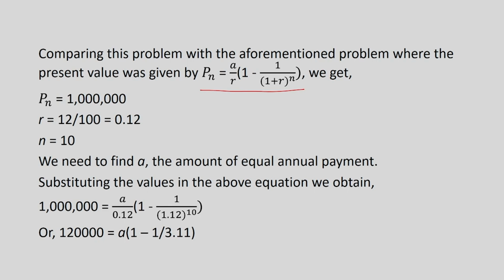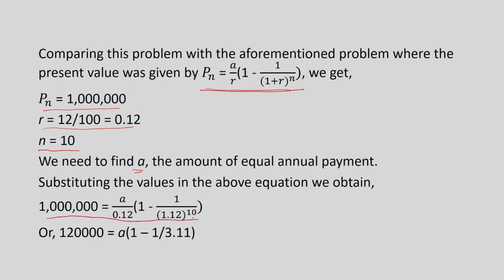Now, in this formula what we know is Pn, which is 1 million rupees. We know the rate of interest, which is 12%, that is 0.12. How many periods over which the payments will have to be done? It is n is equal to 10. So, what we need to find is small a, the amount of equal annual payment. Now, we have to basically substitute all these values into this formula, and the only thing that is unknown is small a.